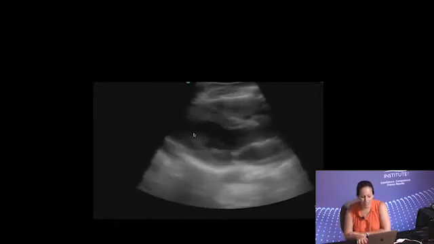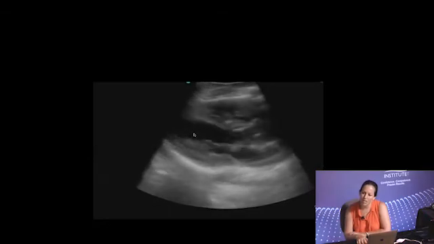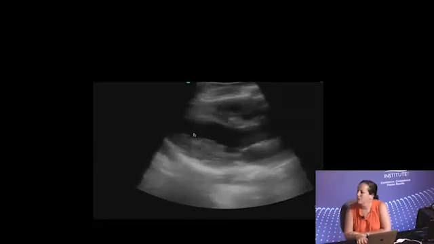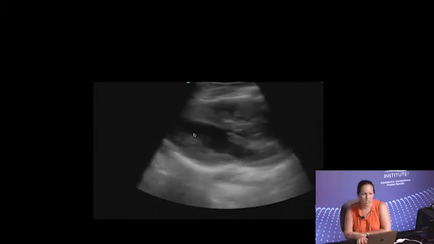So let's say this is a 6-year-old. Does that look about right? Hyperkinetic or hypokinetic? It's probably about right. So what about contractility? That's what I just told you about. You look at the posterior wall.